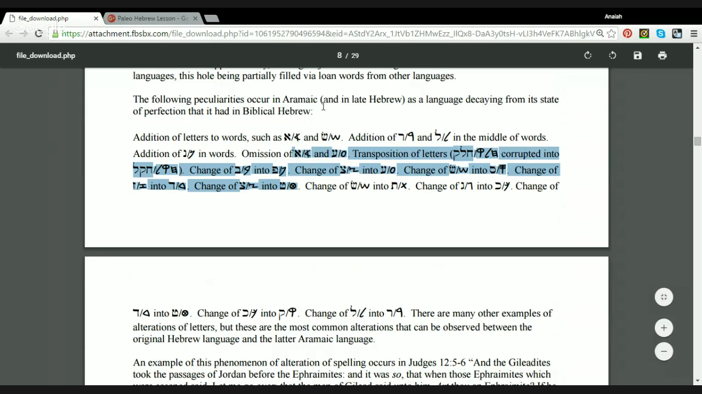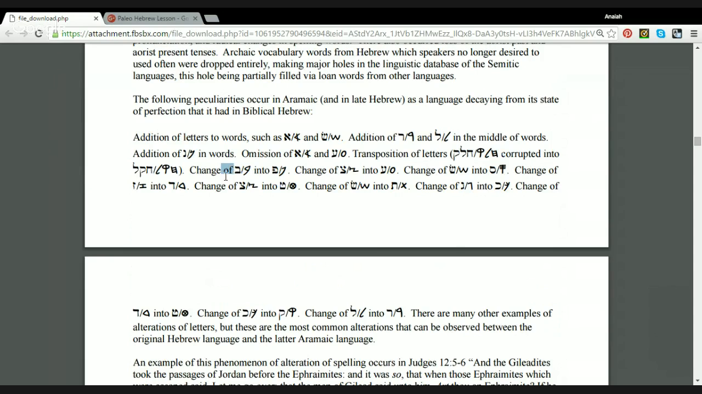The following peculiarities occur as a language decaying from the state of perfection that it had in Biblical Hebrew. So, addition of letters to words such as aleph and shin, addition of R and L in the middle of words. We see that sometimes, especially in Aramaic. Addition of N in words. Then we have omission of A and O. This happens a couple of times in the Dead Sea Scrolls, apparently. Transposition of letters: you write the letters in the wrong order. Sometimes that happens later, especially in Aramaic. The letters are in the wrong order of the Hebrew words.